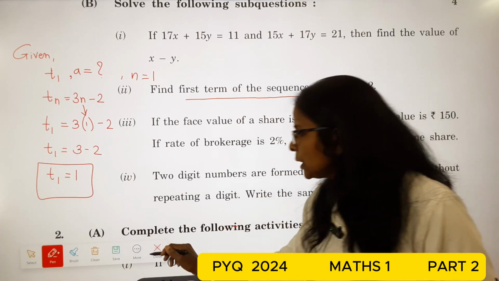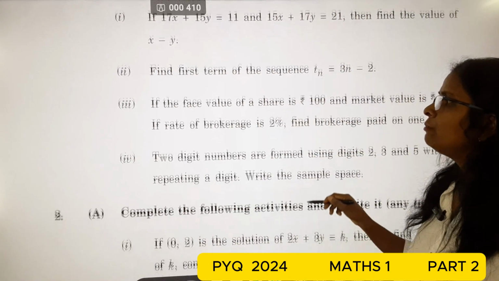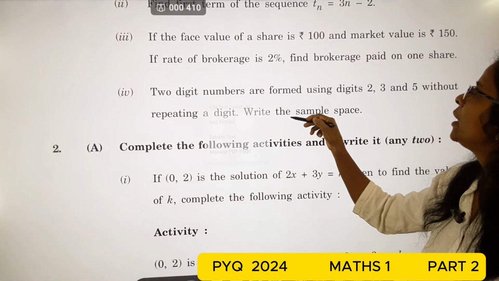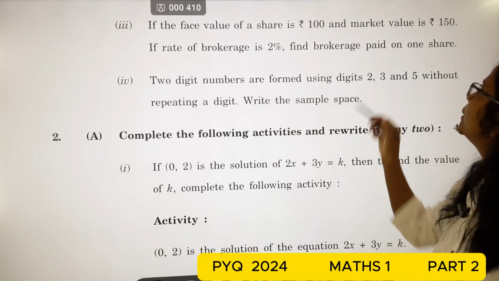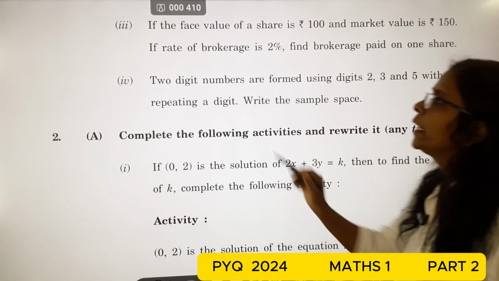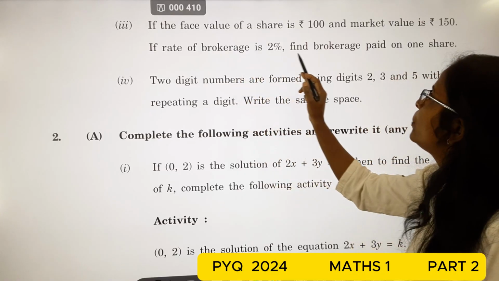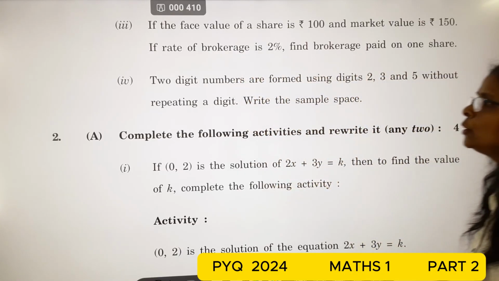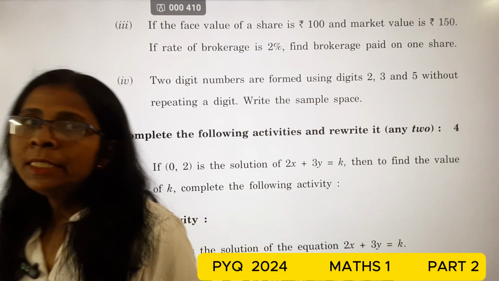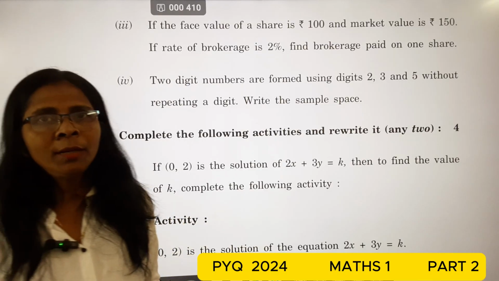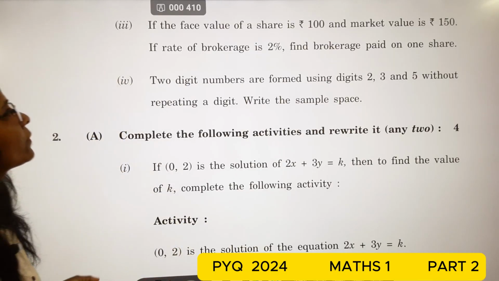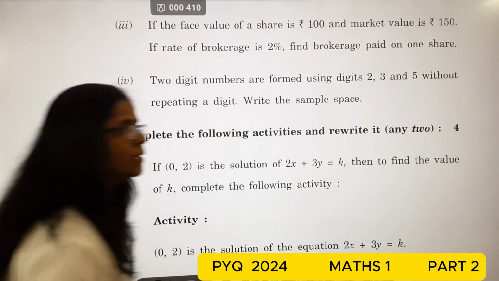Okay, then now third one, if the value of a share is rupees 100 and market value is 150, if rate of brokerage is 2%, find the brokerage rate on one share. Okay, this is the example from the financial planning students. Okay, so see how this example has to be done.